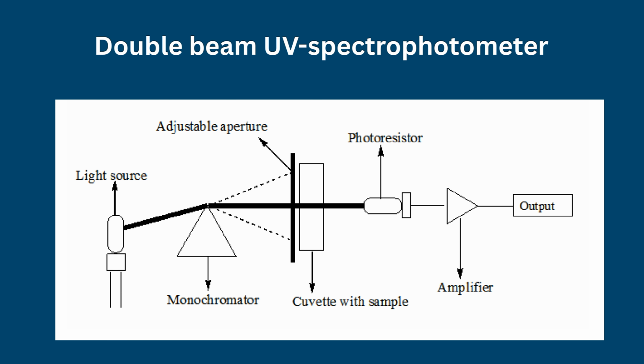Double beam spectrophotometer: simultaneously compares sample and reference, improving accuracy and stability. There is only one source in the double beam instrument. This arrangement enables more precise analysis. Double beam UV spectrophotometers are simultaneous instruments that are typically faster and more effective.